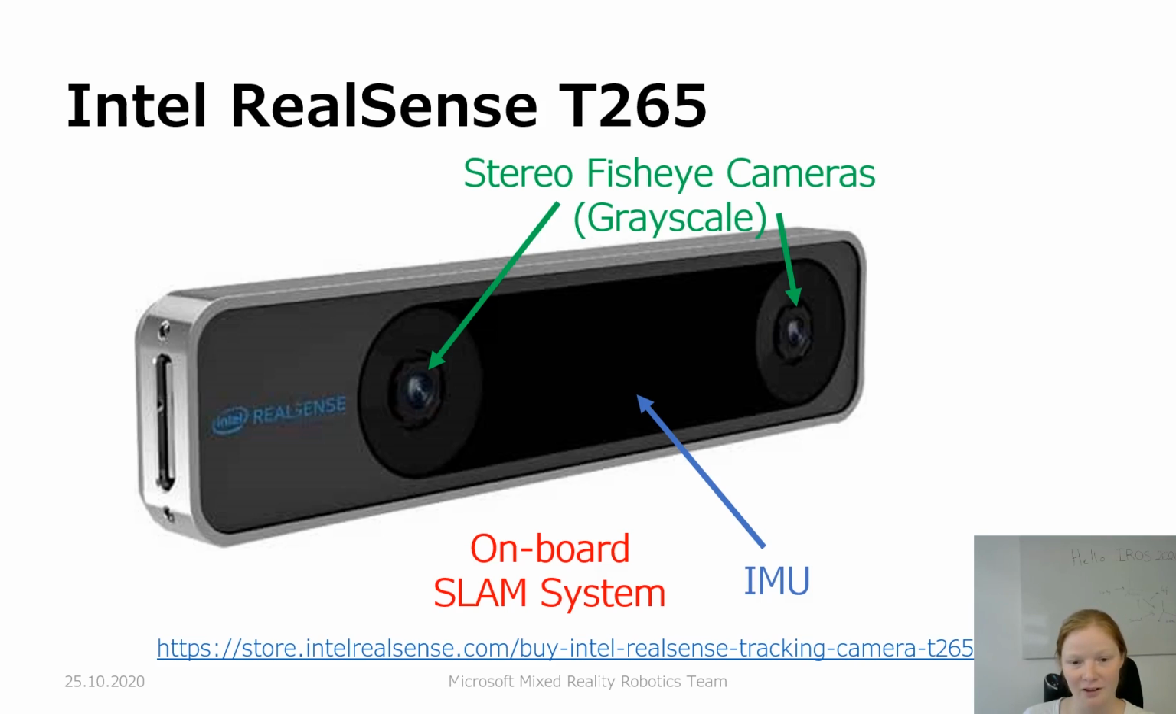And most importantly, they feature an onboard SLAM system. So this means that basically you plug this into USB, you get images out, and you get the pose of the camera out. It's a super powerful device, and in our experience, it works quite well for a lot of different robot applications. And again, it's only $200, and I'm not receiving any money to advertise it.